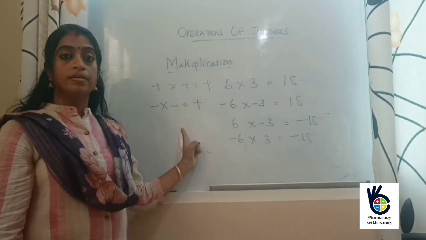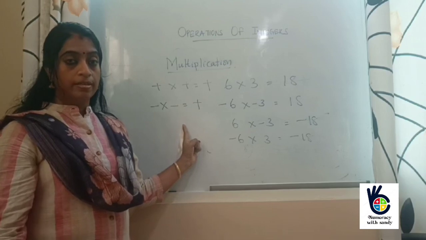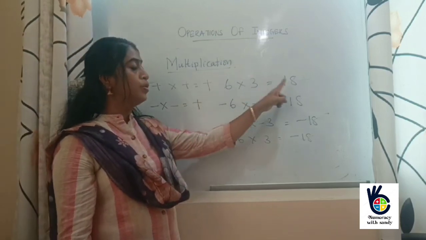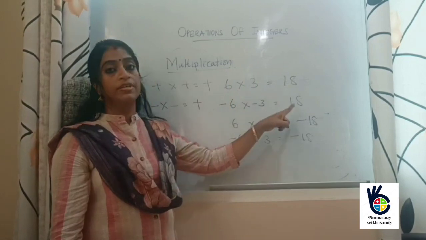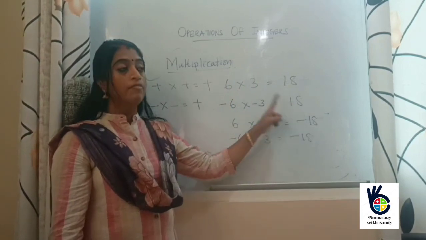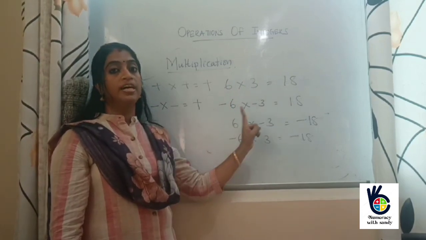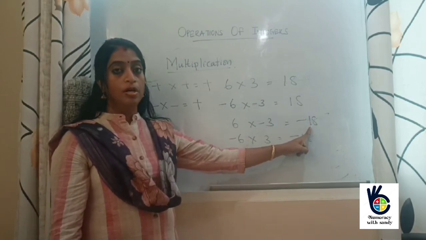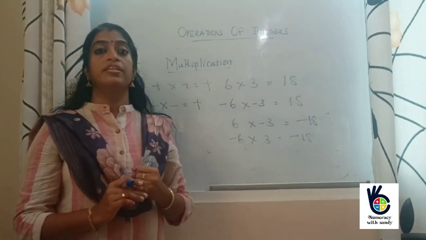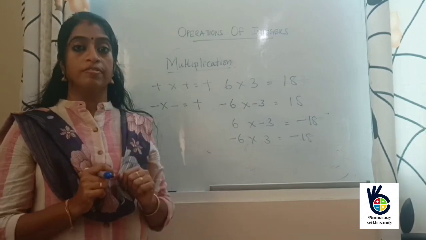The same applies to division. When we are dividing two positive integers, the result is positive. When we are dividing two negative integers, the result is positive. When we are dividing a positive integer and a negative integer, the result is negative. So when we are multiplying two negative integers, the result is positive.